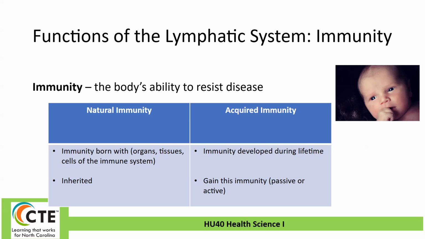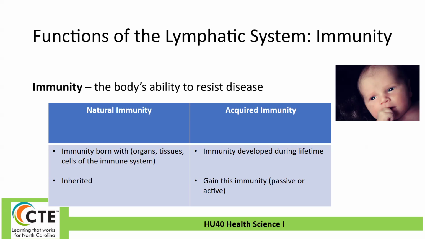So we're going to look at some ways that the body can gain immunity: natural immunity and acquired immunity, and then our acquired will break down as well. And then we'll look at two more. So, what's the difference between natural immunity and acquired immunity? Natural immunity is immunity we're born with. So our organs, our tissues, cells of the immune system, and how well our immune system acts can sometimes be a genetic thing that is passed down.